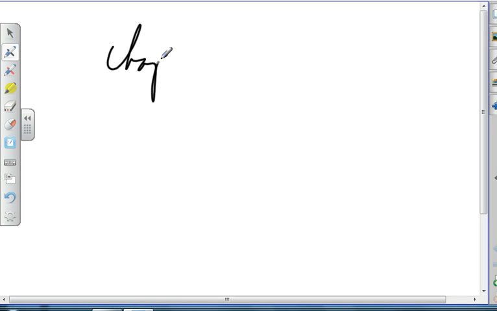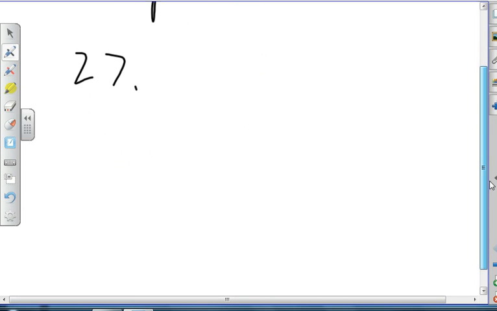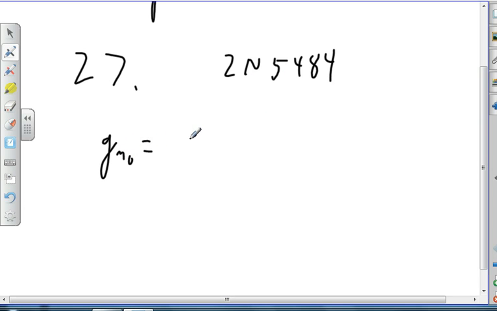So in chapter 21, we're starting with problem number 27. It's 7:45 in the morning? 7:46. It says I've got a 2N5484, which probably is irrelevant to the problem. It's just garbage there. So GMO is somewhere between 3,000 and 6,000 microsiemens.